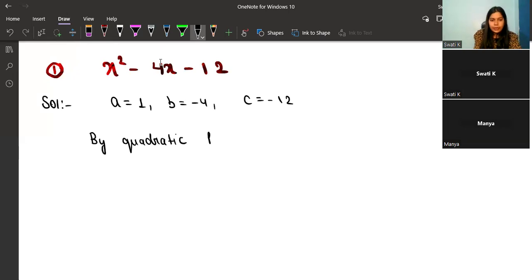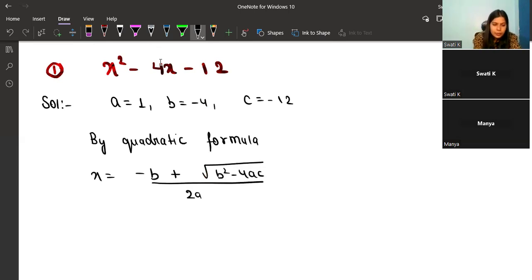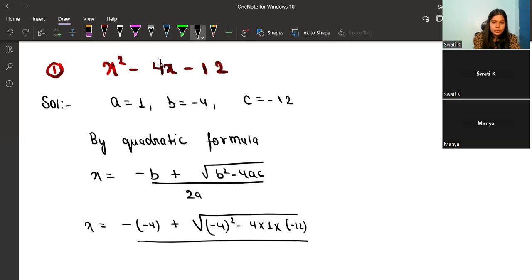By quadratic formula, x is equal to minus b plus minus, which I'm writing just plus right now, I'll write it down at the end, root over b square minus 4ac upon 2a. This is the formula. Now this will become x is equal to minus b, b is minus 4, so it's minus of minus 4, plus root over b square, which is minus 4 square, minus 4 into a is 1 into c is minus 12, upon 2a, which is 2 into 1, which is 2 only.